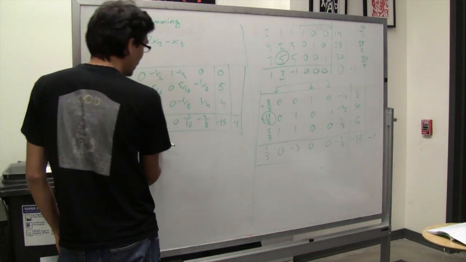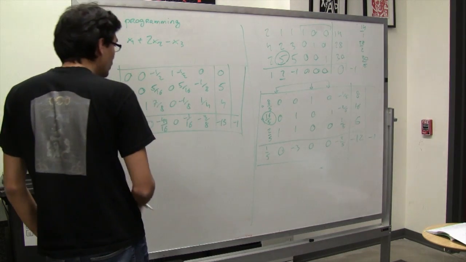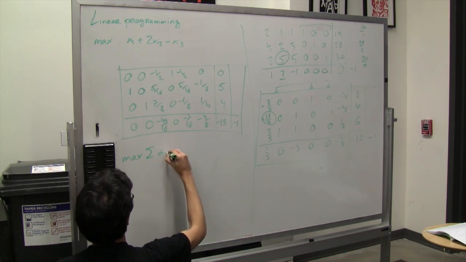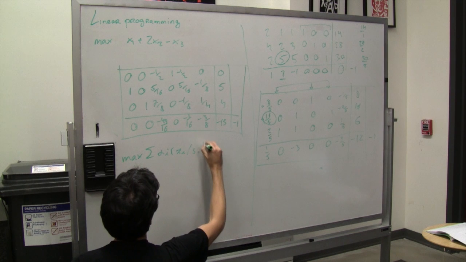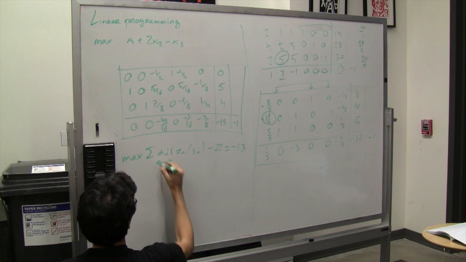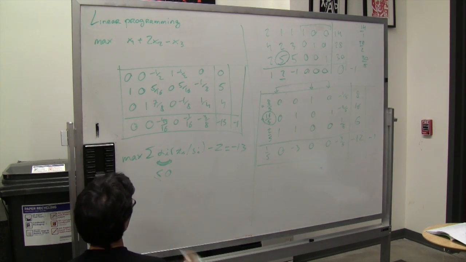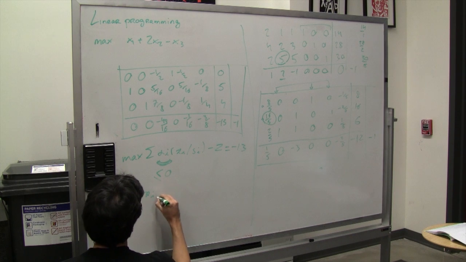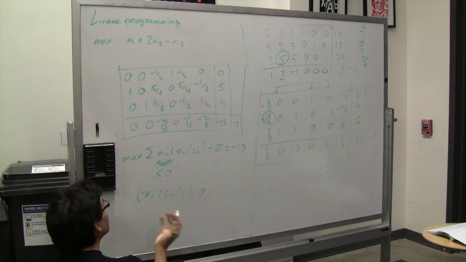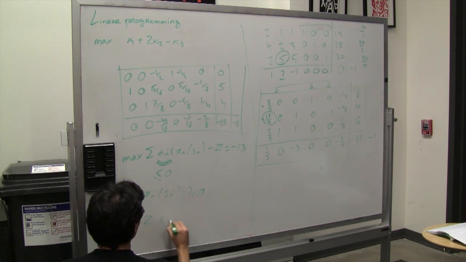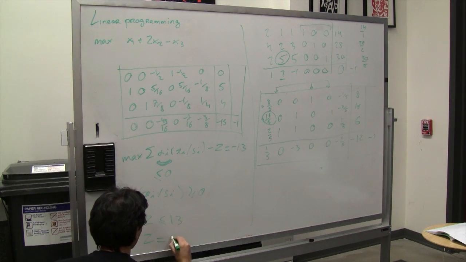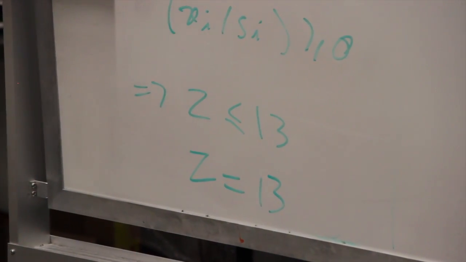However, what interests you is that you want to maximize basically some kind of sum of alpha A and xa or SA minus z equals minus 13. All of these are negative. And you know that all the x's or s's are positive. So from this, you can automatically derive that z is going to be smaller than 13. However, in this particular tableau, you have z equal 13. So you did find an optimal solution.